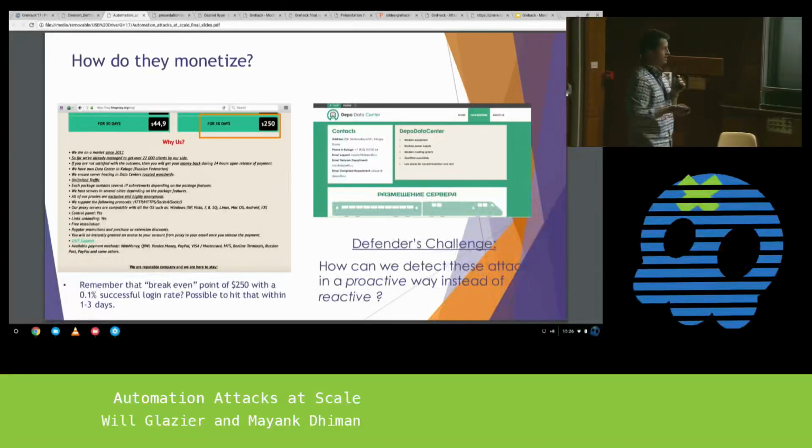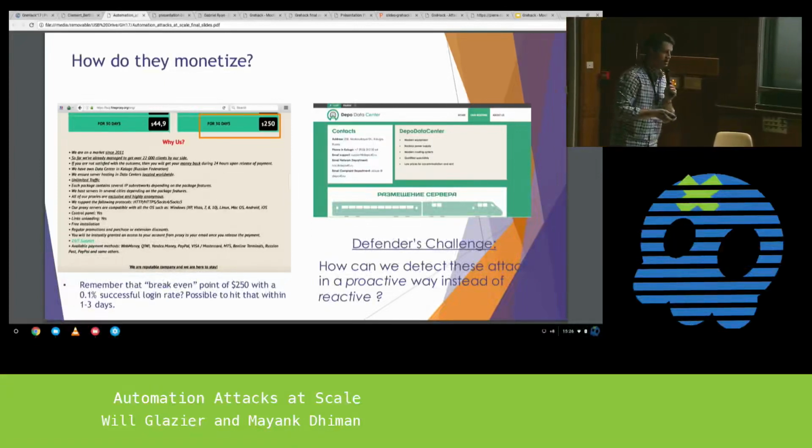And so $250, if the attacker can launch more than 1 million requests in a day and get a 0.1% success rate and sell the accounts for 25 cents, they've already made $250 and broken even after one day. So it's really all about the economics for these guys. And as long as they can get off enough requests, then the economics are good.